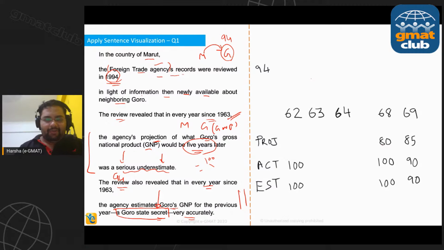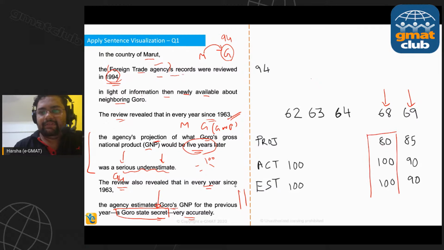Now, before we jump into the answer choices, and I've already told you what the correct answer is, before we jump into those answer choices again, very quickly, can you guys just look at the data which we have plotted out for 1968 and for 69? Do you observe what is happening? Take any 1968 or 1969. There's an observation there, right? Actual GNP, let's say, is 100. You have this projected estimate, which is an underestimate, and you have this previous year estimate, which is done in 1970, which is actually an accurate estimate.